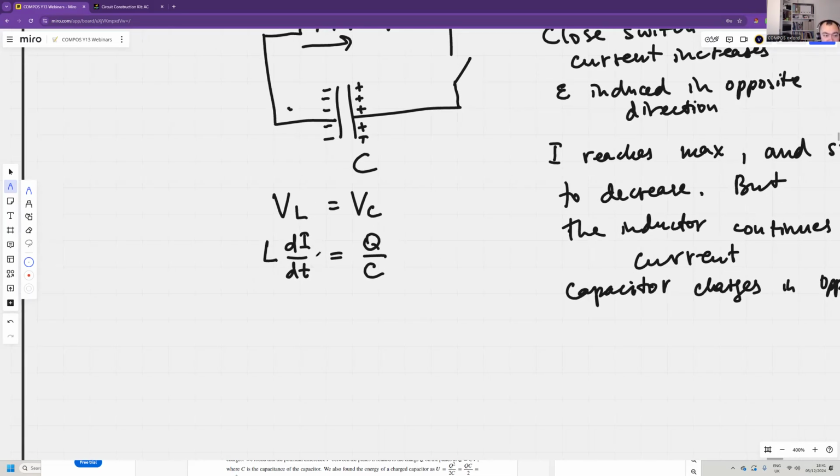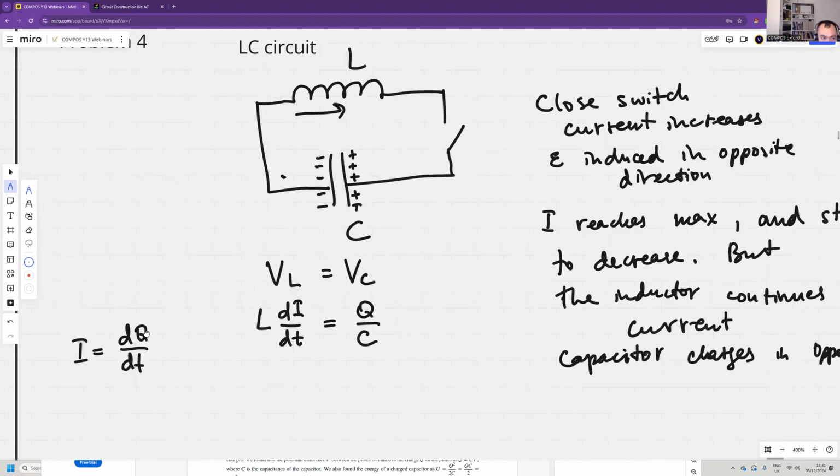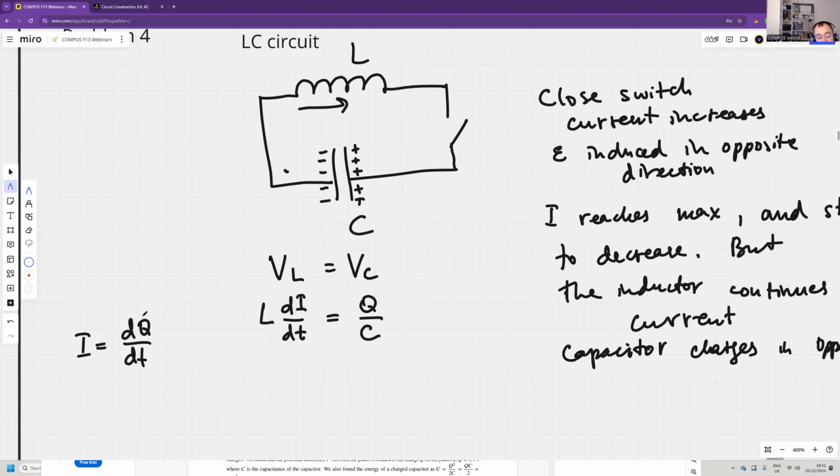But I remember that i is actually dq/dt. It's the rate of discharge of the capacitor. And because the capacitor is discharging, this value is negative.